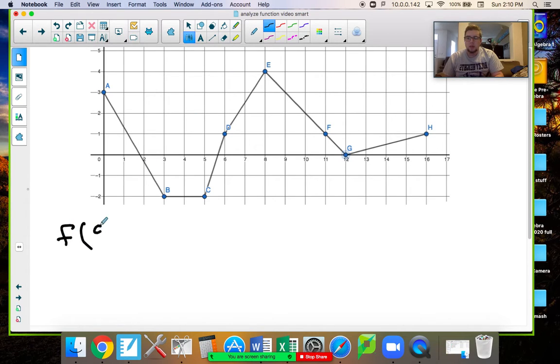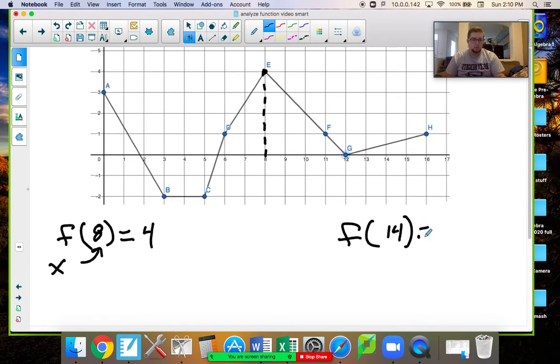F of 8. Remember, this is an x value, so I come over here to 8 on the x. I come up to the graph. So if I plug in 8 to my function, it spits out 4. What about at 14?